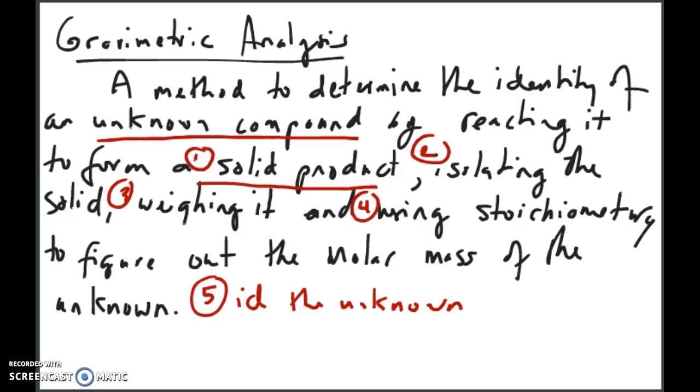Okay, today I want to talk about our lab this week, which is gravimetric analysis. This is a method that chemists usually use to try to identify an unknown compound. The way this is going to be done is to precipitate one of the components of that unknown compound, usually an ion, by reacting it with something else that causes it to form a solid product. We would then take that solid product, isolate it, weigh it, and then using stoichiometry that you learn in class, we're going to try to back calculate and figure out what our unknown is.